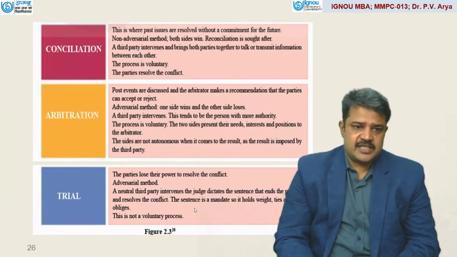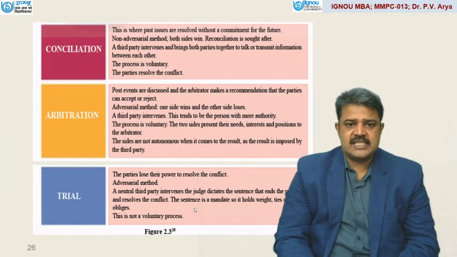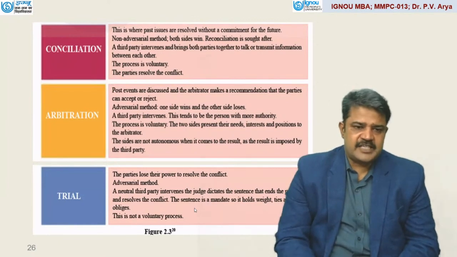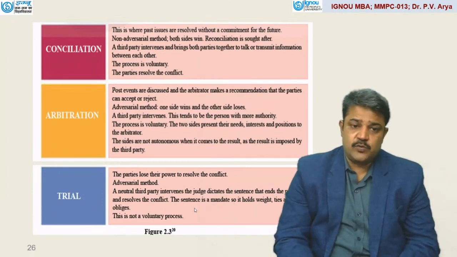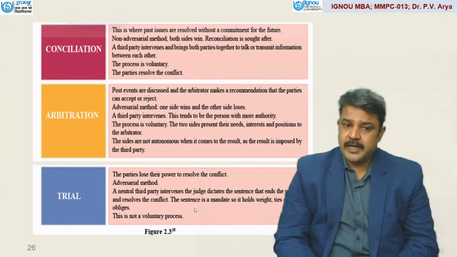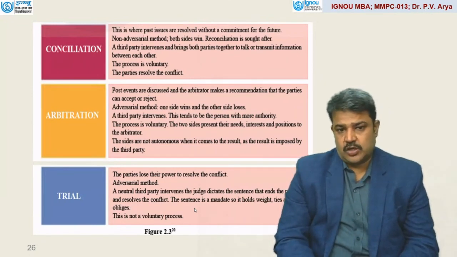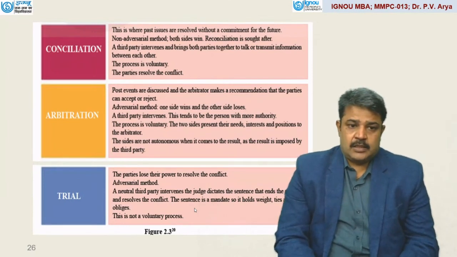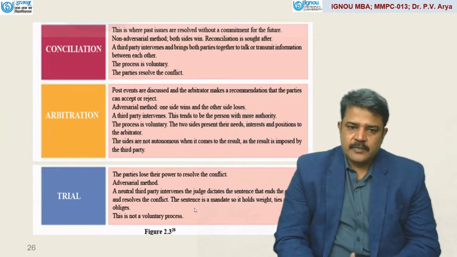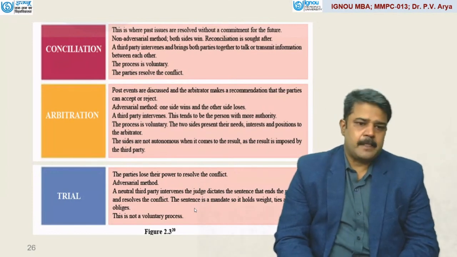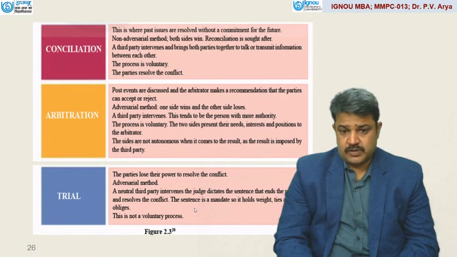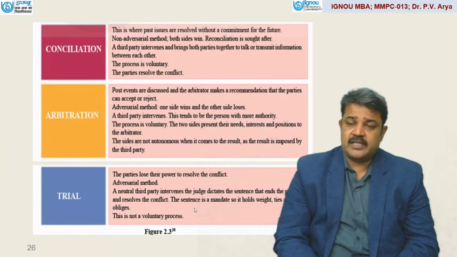Well, as far as arbitration is concerned, past events are discussed and the arbitrator makes a recommendation that the parties can accept or reject. Well, definitely it's an adversarial method. So this is the first time we are hearing an adversarial method. One side wins and the other side loses. A third party intervenes. This tends to be the person with more authority. The process is voluntary. The two sides present their need, interest, and position to the arbitrator. The sides are not autonomous when it comes to the result. As a result, it is imposed by the third party.